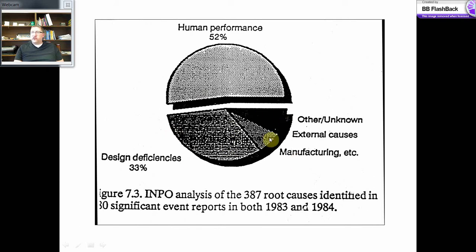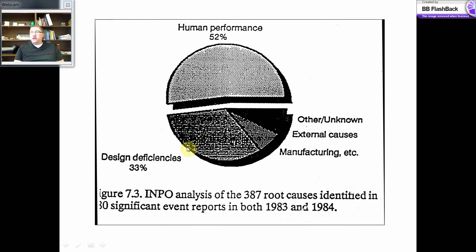And then this other little pie wedge here, about, what does that add up to? 15% or so, are manufacturing defects, some external thing, act of God or whatever, or even unknown causes in there. So the point being that human performance, judgment, physical capabilities, etc., failures of some kind in the human part of the system, more than half of the causes. And then you say, well, there were design problems.